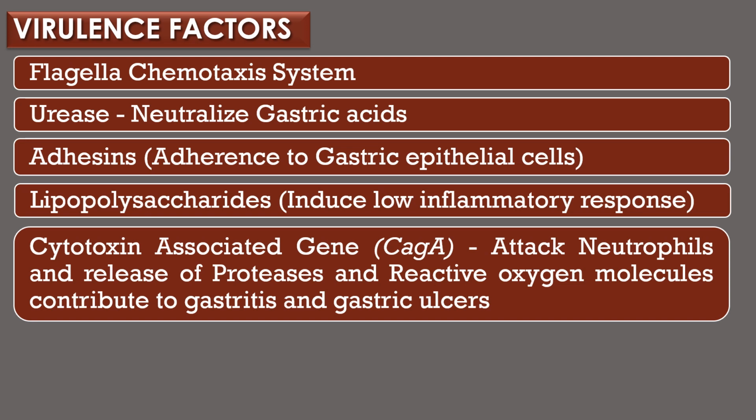The second virulence factor is urease, which neutralizes the gastric acids. The third virulence factor is adhesins, which play a major role in adherence to gastric epithelial cells. The fourth virulence factor is lipopolysaccharides, which induce low inflammatory responses. And the fifth and final virulence factor is cytotoxin associated gene or CagA gene. This cytotoxin associated gene attacks neutrophils, and release of proteases and reactive oxygen molecules contributes to gastritis and gastric ulcers.